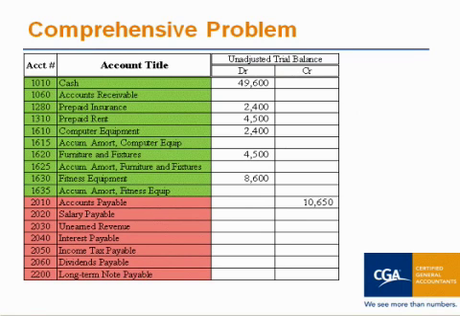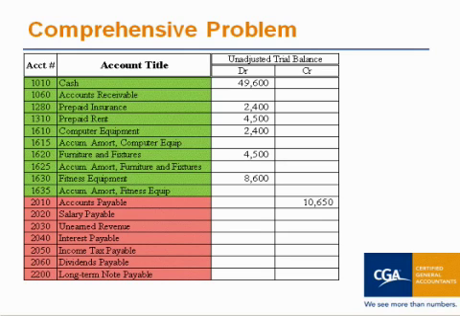So all of those figures that you've tallied up in your T account can now be carried over to your unadjusted trial balance. We'll carry over from cash the net amount of $49,600, prepaid insurance $2,400, prepaid rent $4,500, computer equipment $2,400, furniture and fixtures $4,500, our fitness equipment $8,600. And you can see all of those amounts are debit entries. They were debit balances on our T account, so we'll bring them over to the left-hand side for all of those asset accounts, all of those accounts highlighted in green.